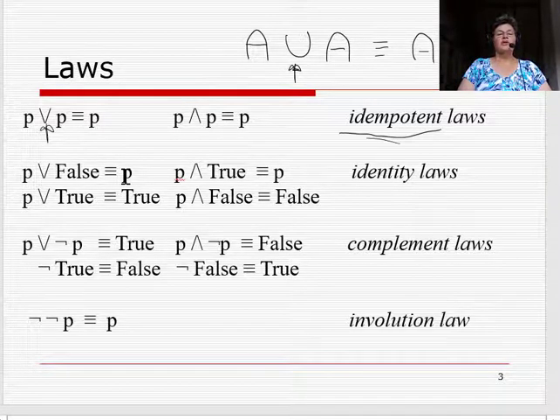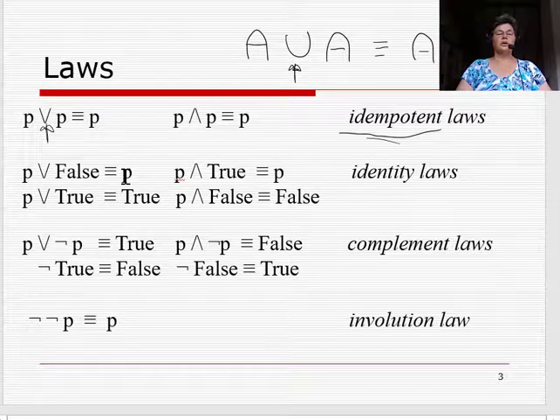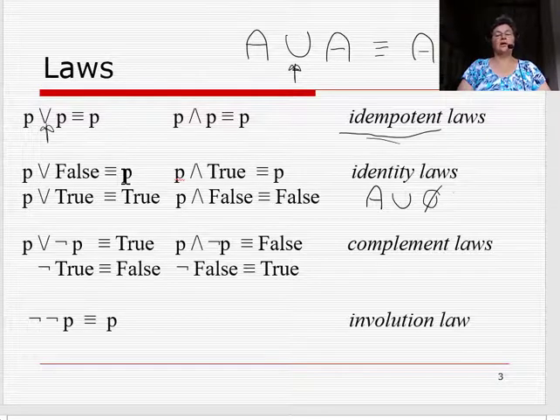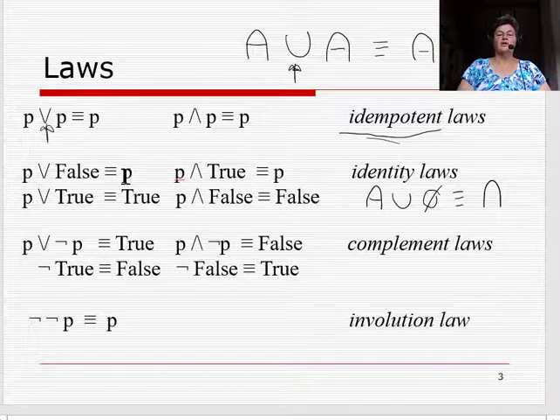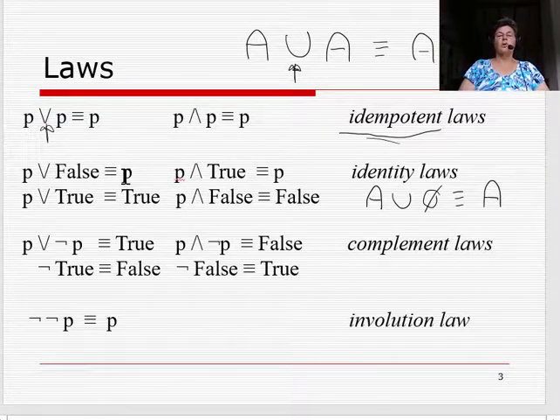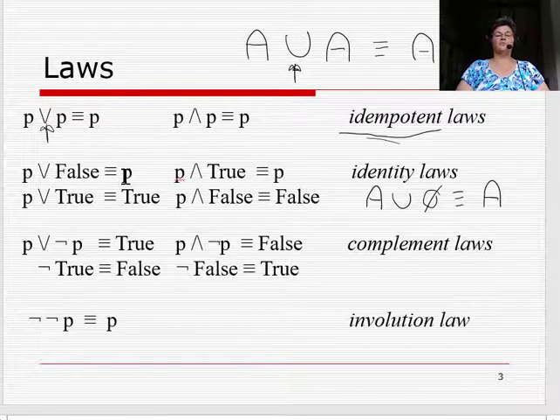The same applies for the identity law. If I have P or false, then it's the same as P. And if we compare this one with set theory, the set A united with false would mean the empty set. If we unite A with nothing, then it's still the same set A. So in this way you can compare all of these laws with set theory.